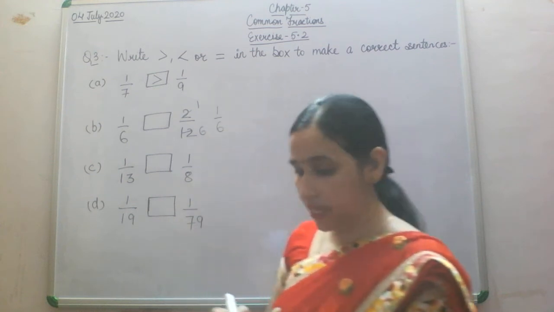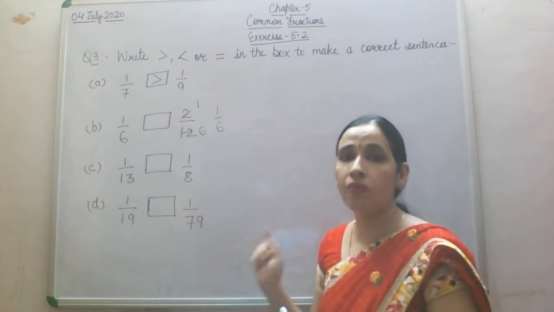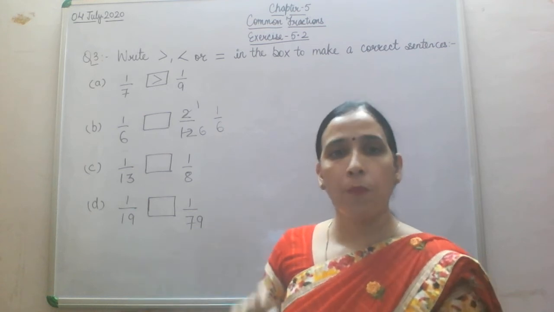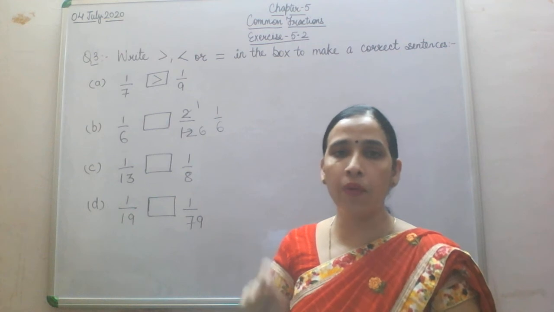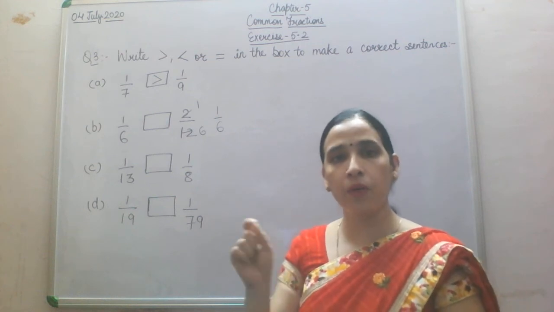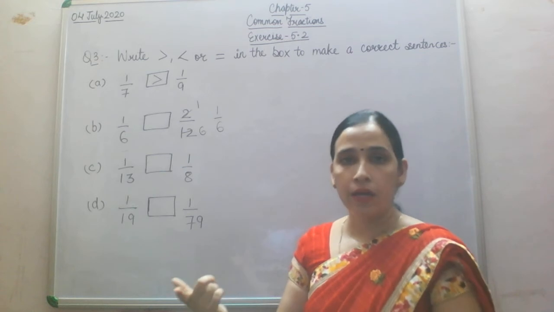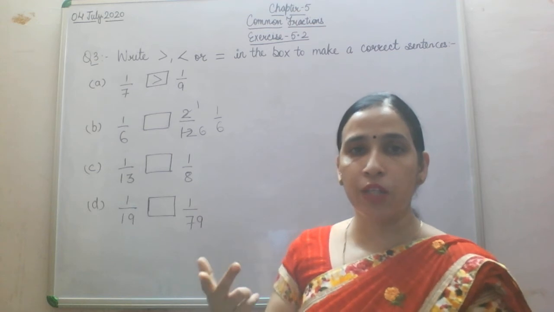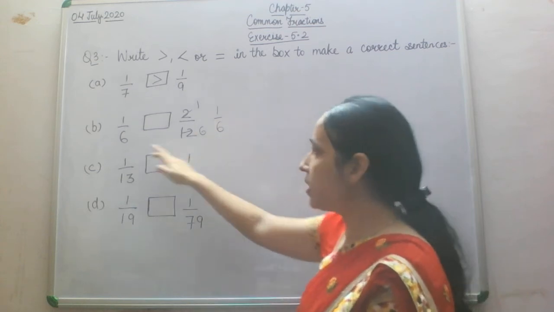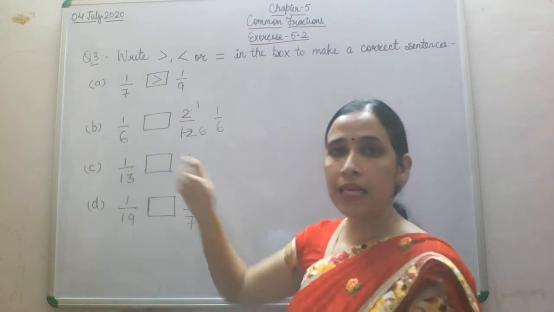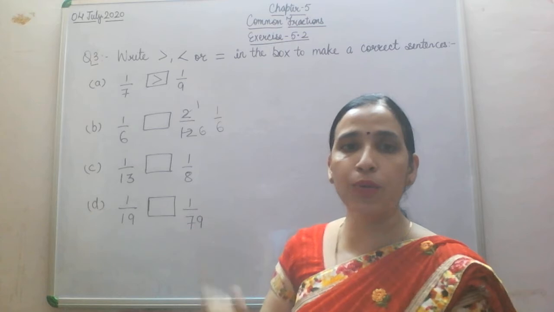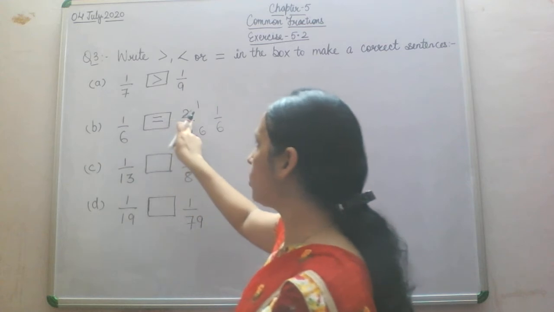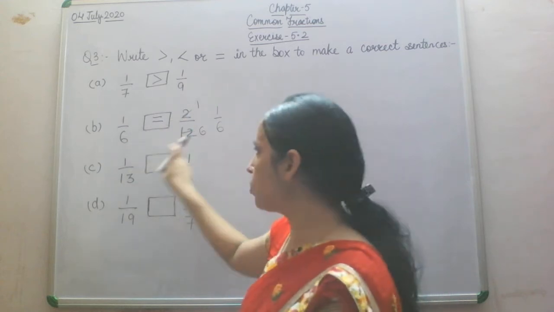These two fractions are examples of equivalent fractions. What are equivalent fractions? When we multiply a common number with the numerator and the same common number with the denominator, whatever new fraction we get is the equivalent fraction of the given fraction. So here 2 by 12 is the equivalent fraction of 1 by 6, and equivalent means equal to. So which sign will we put? Equal to. 1 by 6 is equal to 2 by 12.